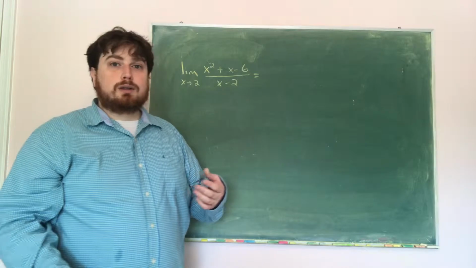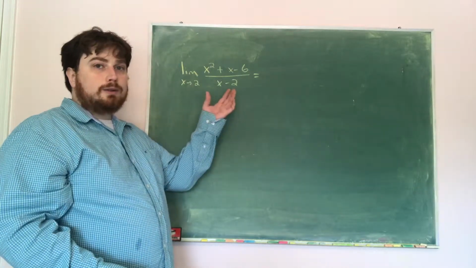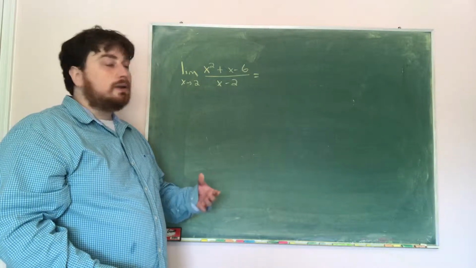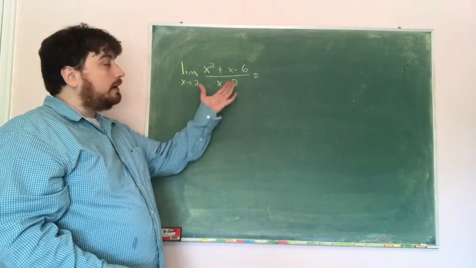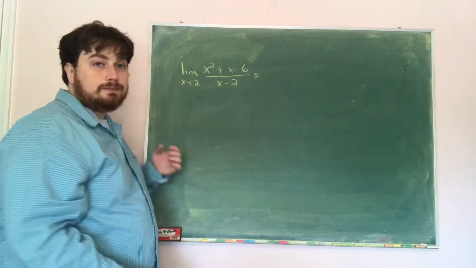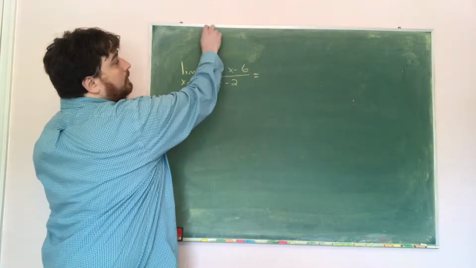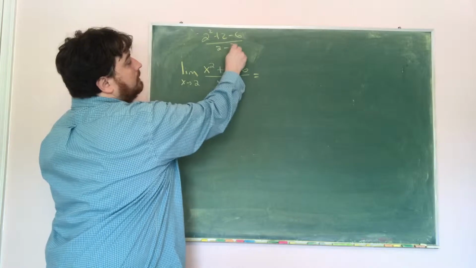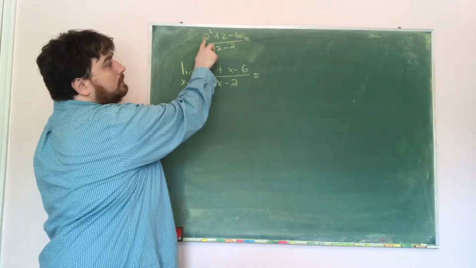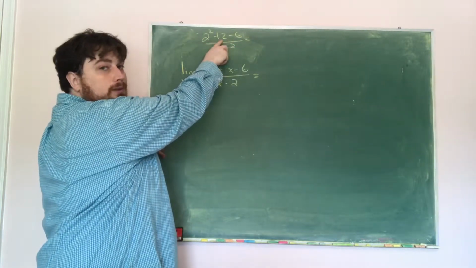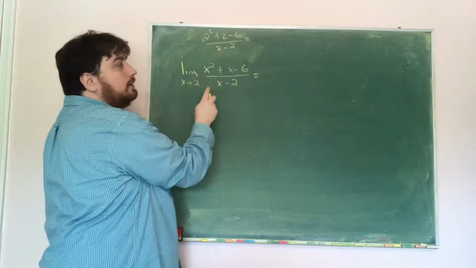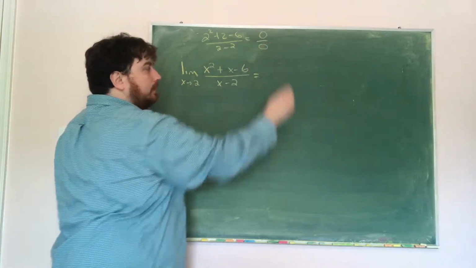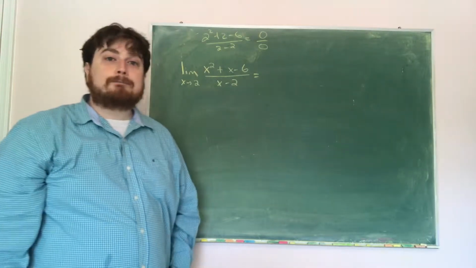What we've already decided in class was that if this is a continuous function, I can just plug in and get out an answer. So the first thing I want to do is plug in 2 and evaluate the inside function at 2. I get 2 squared plus 2 minus 6 all over 2 minus 2. Well, 2 squared is 4 plus 2 is 6 minus 6 is 0, all over 2 minus 2 is 0. So we get 0 over 0.